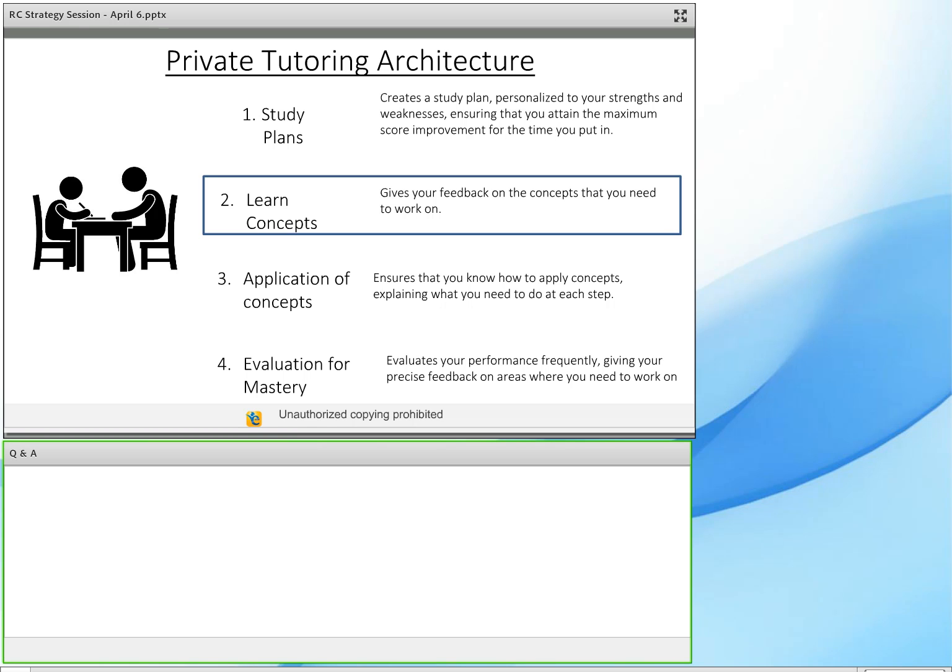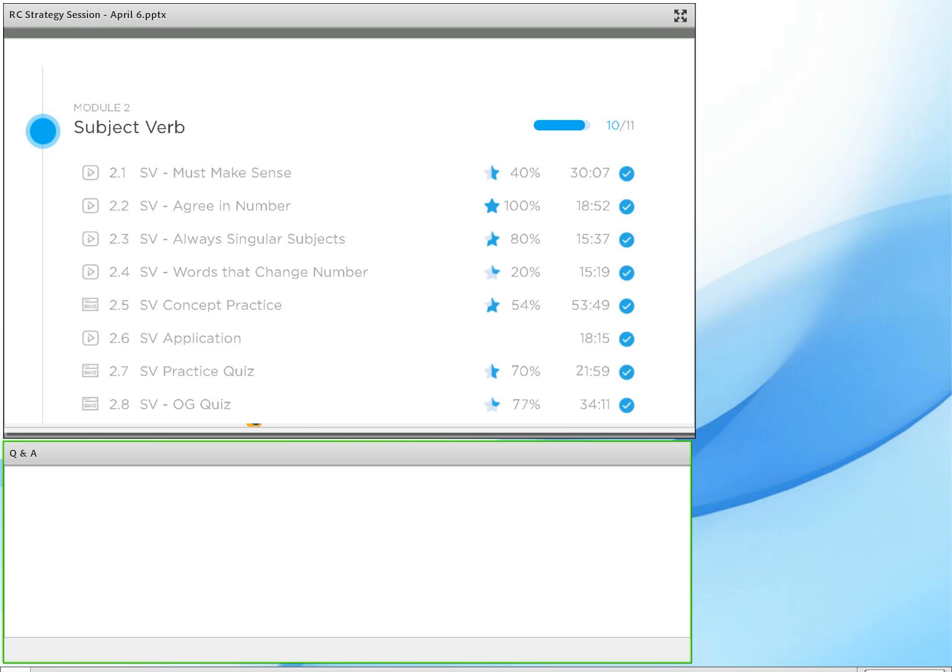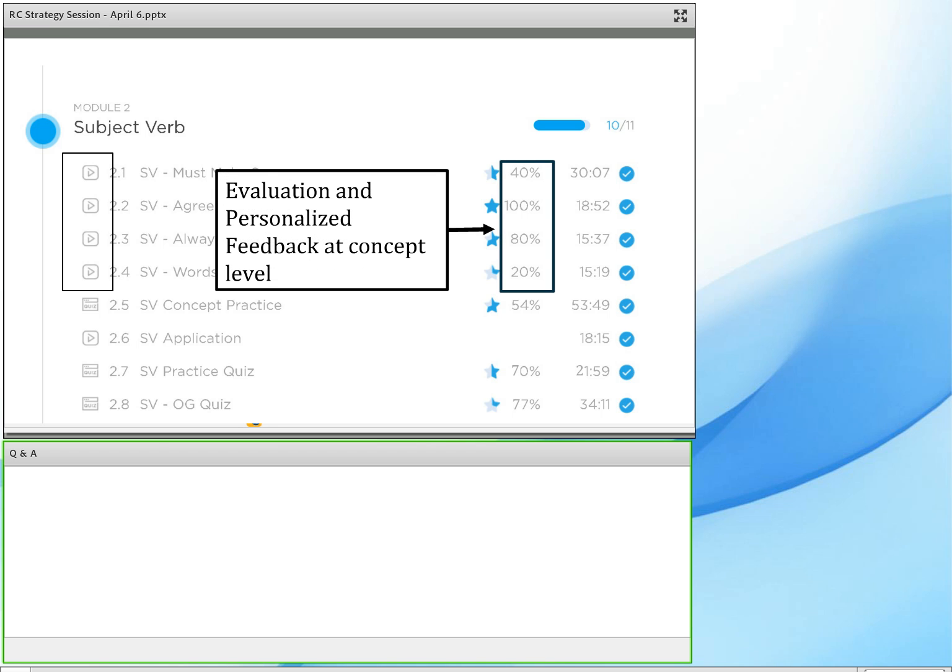Let's talk about learning concepts. Now remember, a private tutor would teach you concepts and give you feedback on how well you're doing. The e-GMAT course is built around the same architecture. What you see over here are video lessons, and this is a subject verb module in our sentence correction course, which teach you concepts. We built special technology which has evaluation within these video lessons. So when you spend about 20 odd minutes learning a concept, we give you an assessment which is built in there. We give you feedback that's personalized to you.